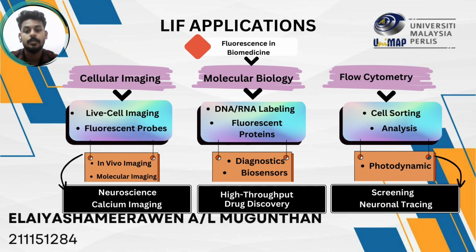The first is cellular imaging. What is cellular imaging? Cellular imaging is divided into live cell imaging, and fluorescence provides unveiling of dynamic cellular structure under the microscope. Next is molecular biology, which explores DNA or RNA labeling and fluorescence protein visualization techniques like FISH and PCR. The next is flow cytometry, which witnesses cells being sorted and analyzed through fluorescence dyes, a change in the study of specific cell populations.